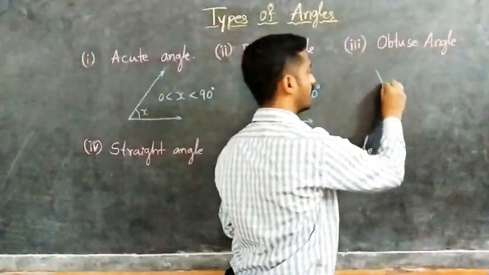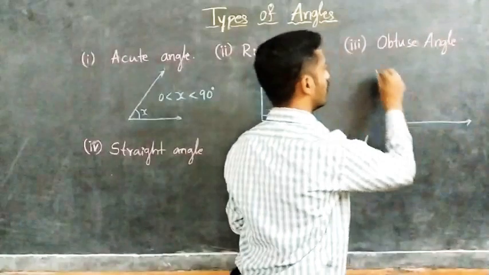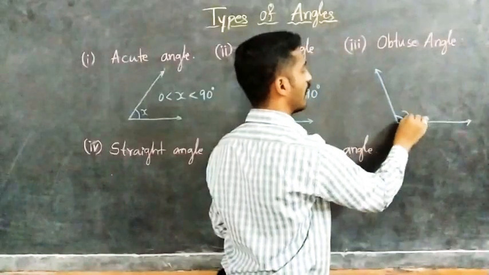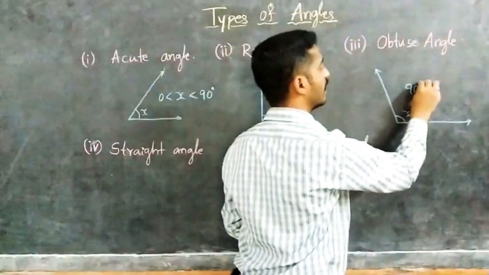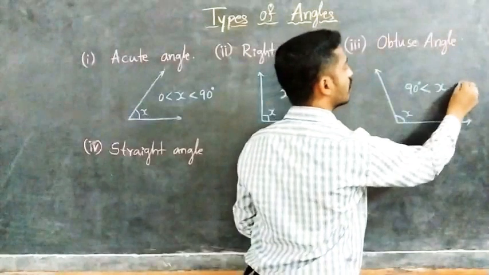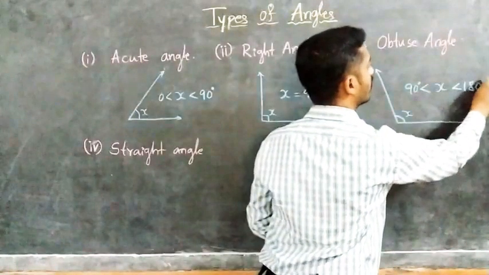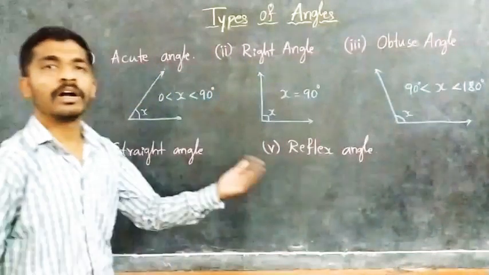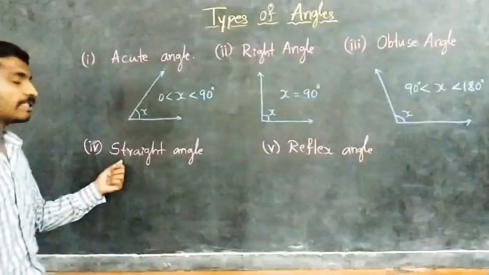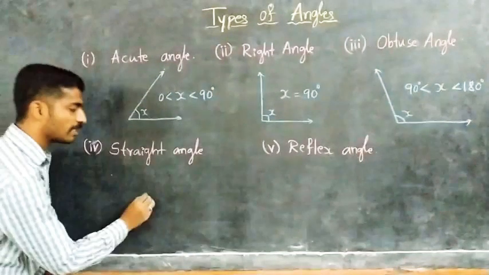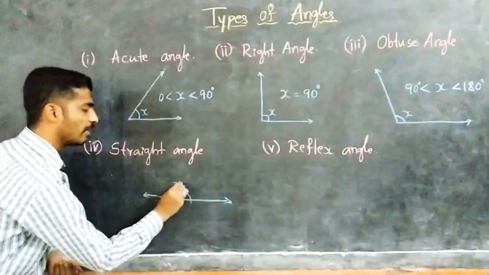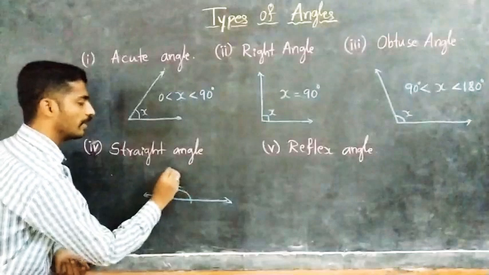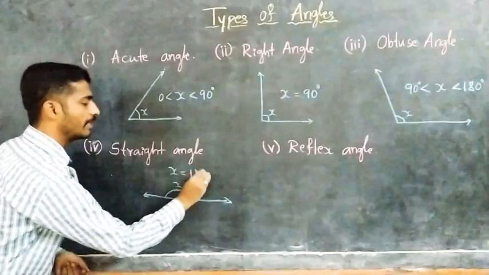Next, obtuse is more than 90 but less than 180. If I take the obtuse angle as x, then x is greater than 90 degrees and smaller than 180 degrees. This is our obtuse angle. Next one is the straight angle. A straight line gives us exactly 180 degrees. So x equals 180 degrees.